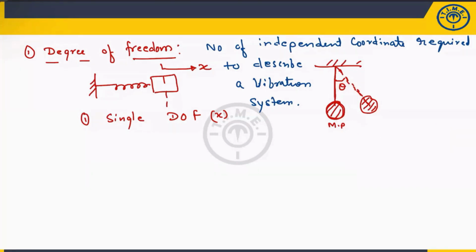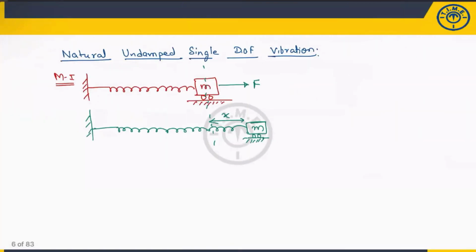Most of the questions are framed based on the single degree of freedom system. But how do they ask questions based on it? They can ask you a question based on a spring block or spring and mass system. There are some methods for solving this kind of problem. The first one is the force method and the second one is the energy method.